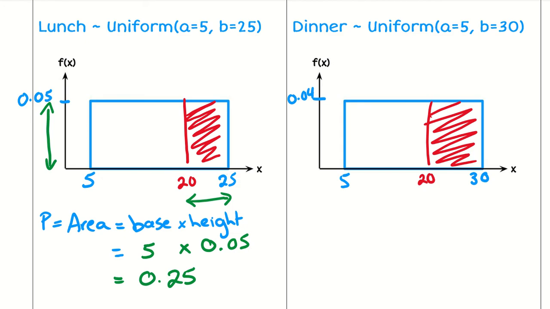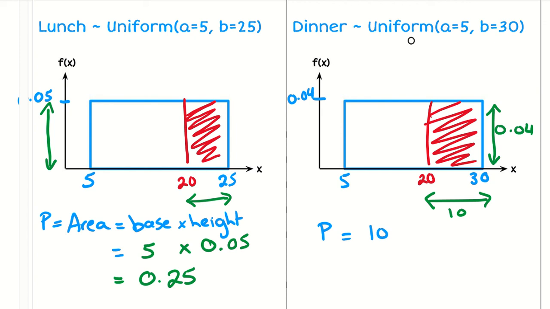Now I'm going to do the same for my dinner. In this case, my base here is 10, my height here is 0.04. So to find that probability, that is the base times the height, and that will give me a probability of 0.4. So that's found the probability of being late at lunchtime and the probability of being late at dinner.